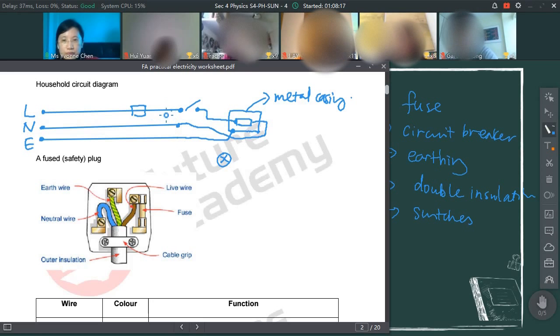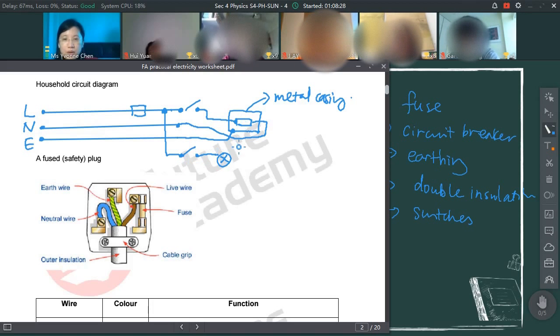So I'm going to have a wire come from the live wire, and then I need a switch. Then connected to the bulb. So there's no metal casing, I don't need to connect it to the live wire. Just go back to the neutral wire.